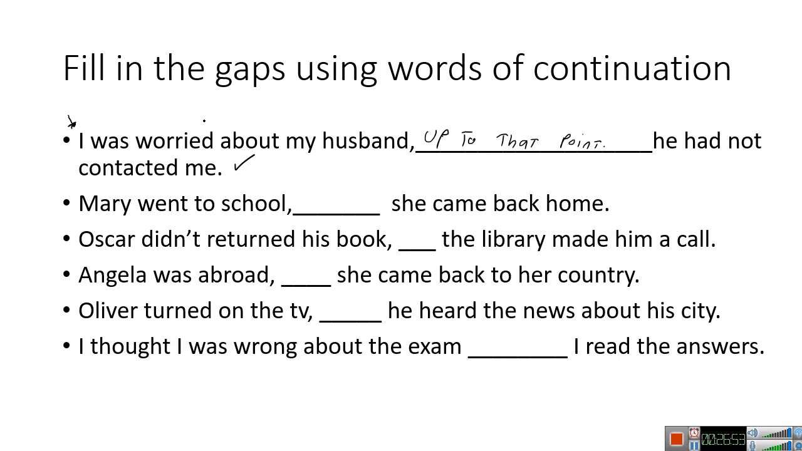Okay, teacher. So we have action one: I was worried about my husband. He had not contacted me. Let's call that action two. Up to that point, it's helping me link one and two. You see that? Okay, now let's try with this sentence.